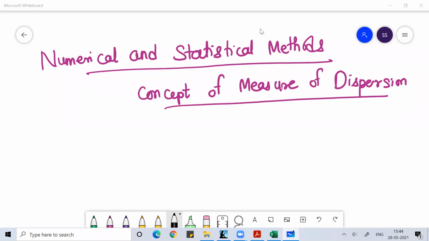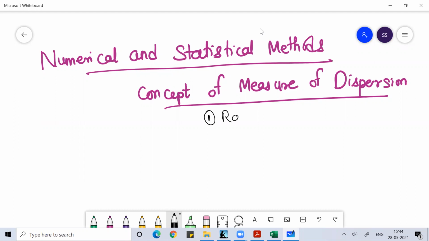Now we'll talk about the concept of measure of dispersion in today's class for the subject called numerical statistical method. Very important subject for BCA second semester. And when we talk about measure of dispersion, we have a lot of tools.